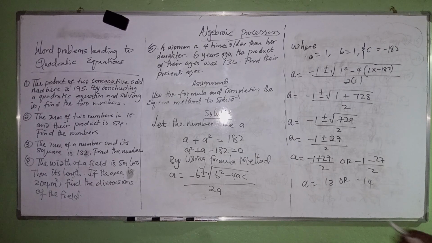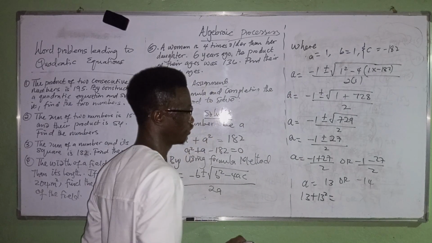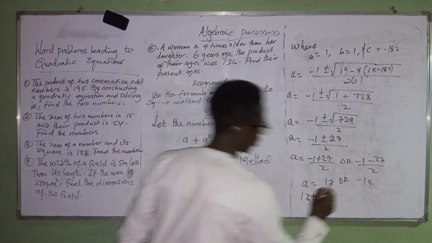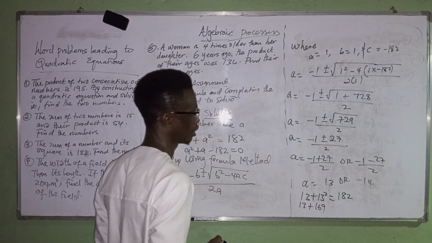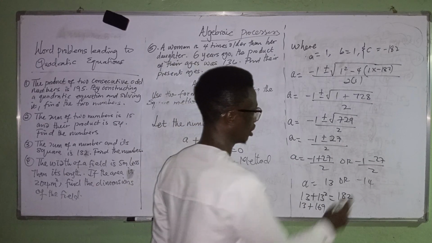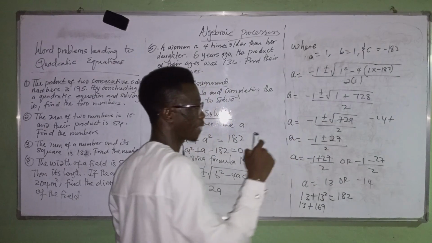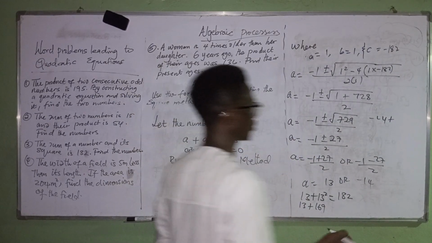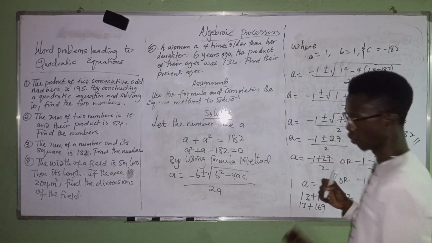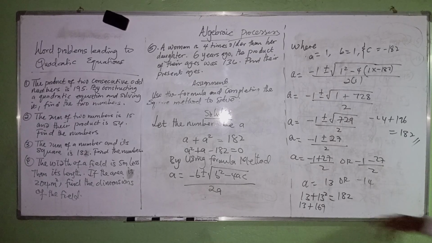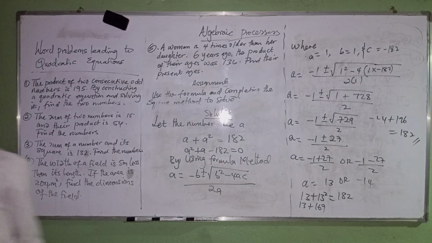So you just check. If A is 13, meaning 13 plus 13 square, is that going to give you 182? I'm sure. So this one is going to give you 182 because this is 13 plus 169. And if you add that, you are going to have 182. If you use again the 14, you have minus 14 plus 14 square. Remember, when it is negative and you square it, you have positive. So that gives you 196. And this again will give you 182. So the number can either be positive 13 or negative 14. In this case, both applies.